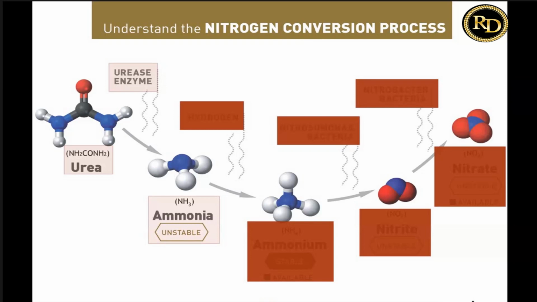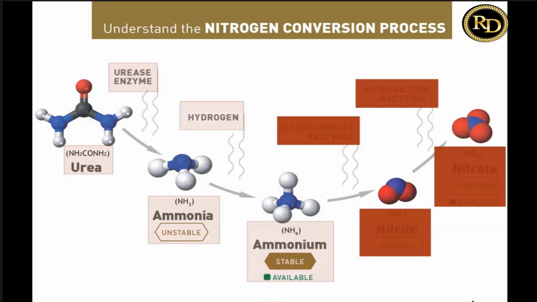It again reacts with the hydrogen and converts into ammonium ion. So ammoniacal form of nitrogen is available for your plant. So if this whole process is completed where the urease enzyme is present and hydrogen is present, urea is converted to ammonia, and it is going to be absorbed by the plant. Okay, so this is the first stage of hydrolysis.